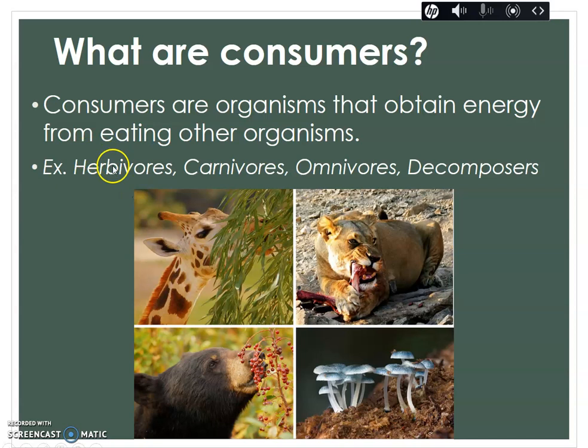Some examples are herbivores, those that eat only plants; carnivores, those that eat primarily meat or only meat; omnivores, those that eat both meat and plants; and decomposers, those that actually live on dead and dying things, decompose it, and use that as their energy source.